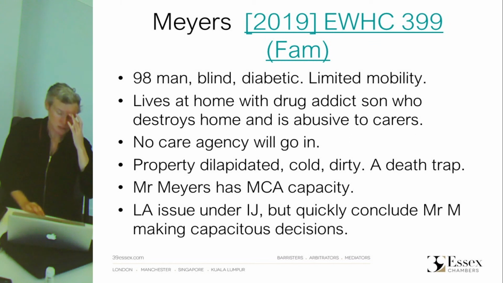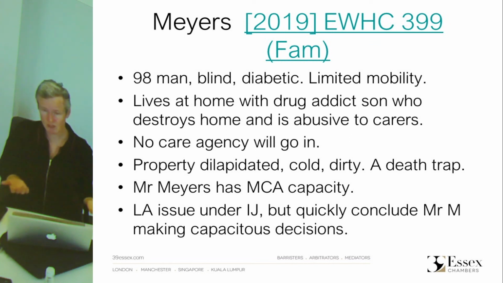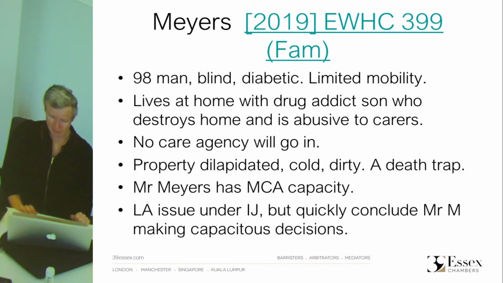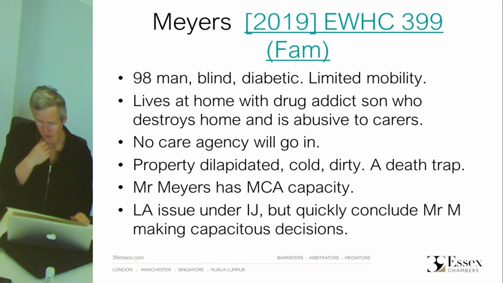I was saying to the judge, he's got capacity. We don't think there's any constraint or coercion. He's been separated from his son. We don't think the son is preventing him from exercising his capacitous wish. We think you should let him go home, even though the risks are significant. And the judge really didn't want to let him go home because he thought he was going to die having been neglected.